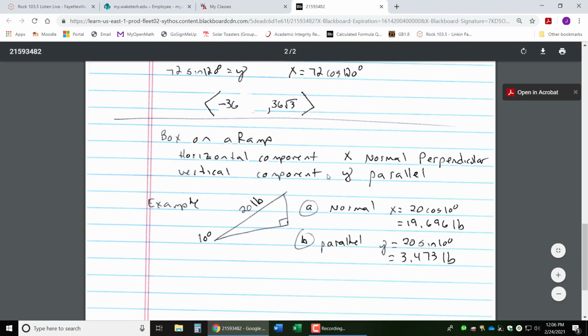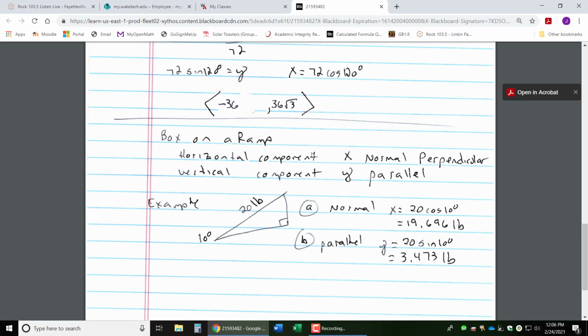Okay. The last thing that you'll see for this vector basic stuff is a word problem with a box on a ramp. And we're sometimes asked for the horizontal component, which is x, or the vertical component, which is y. Other words you might see are normal or perpendicular, which is horizontal, which is x, and parallel, which is y or vertical, and x goes with cosine and horizontal, and et cetera, et cetera.